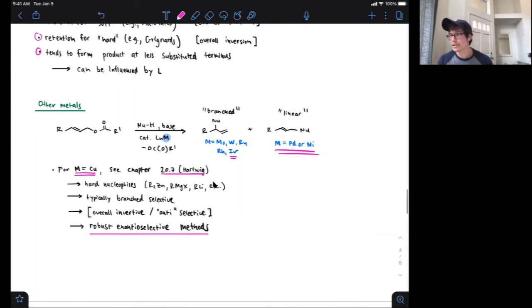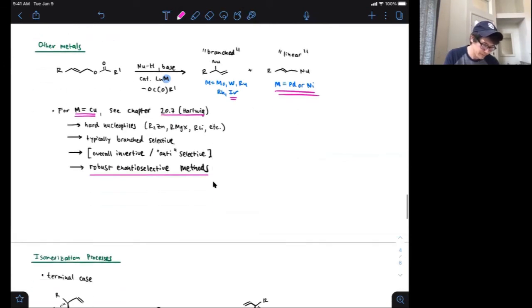And the mechanism here with copper, I think, is as I said, a little bit different. In the interest of time, we won't cover that, but I just draw your attention to that chapter of the textbook for those who are interested.